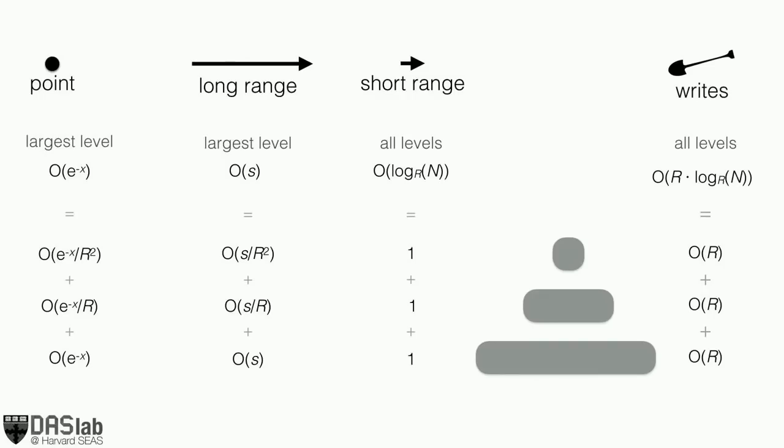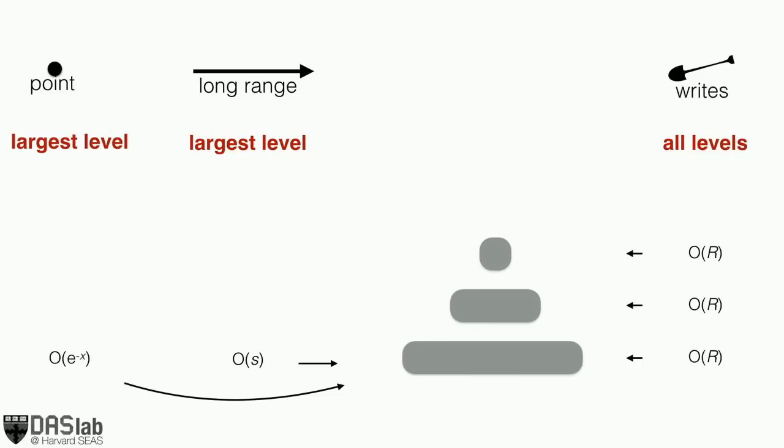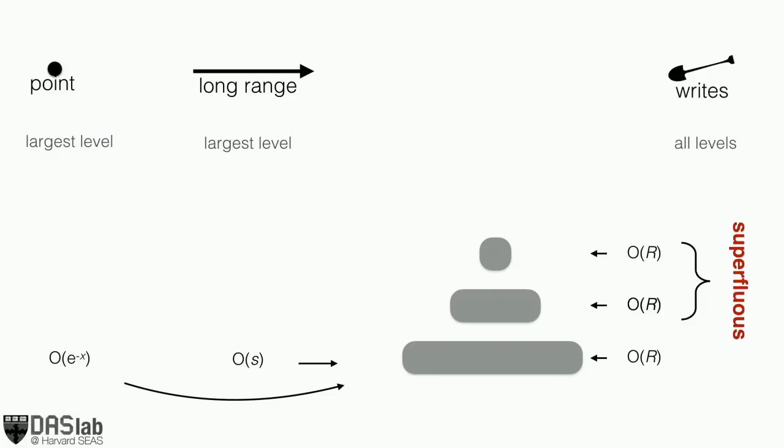OK, so now we have a full I/O cost breakdown of how the I/O costs come from across different levels. And that allows us to spot an asymmetry. The cost of point reads and long range reads mostly come from the largest level. But on the other hand, write cost derives equally from across all levels. So that also implies that most of these merge operations that we're doing at smaller levels are not doing that much towards helping our point reads and long range reads.